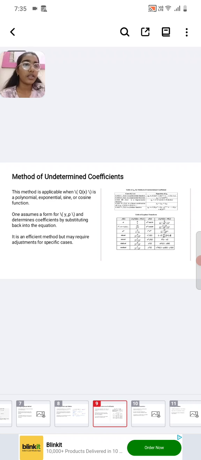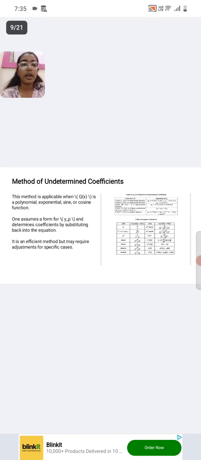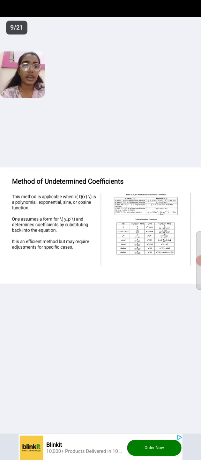This is the table for Laplace transform. f(t) and F(s). The transform of a is a/s. For t^n, where n is 1 to 3, it is n!/s^(n+1). For e^(at), it is 1/(s-a). For sin(at), it is a/(s^2 + a^2).